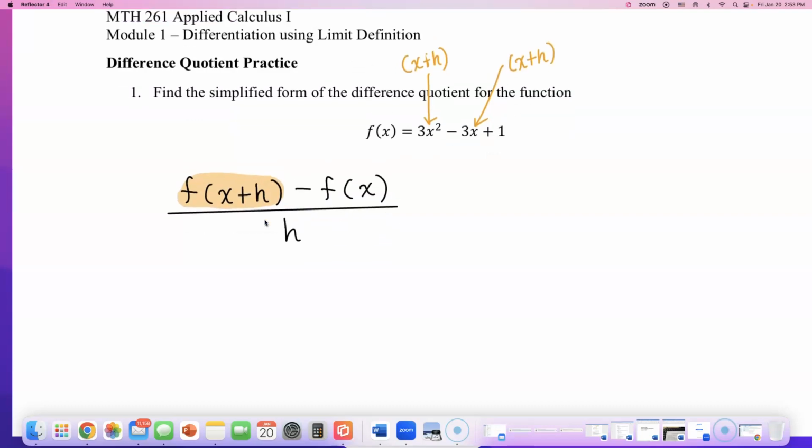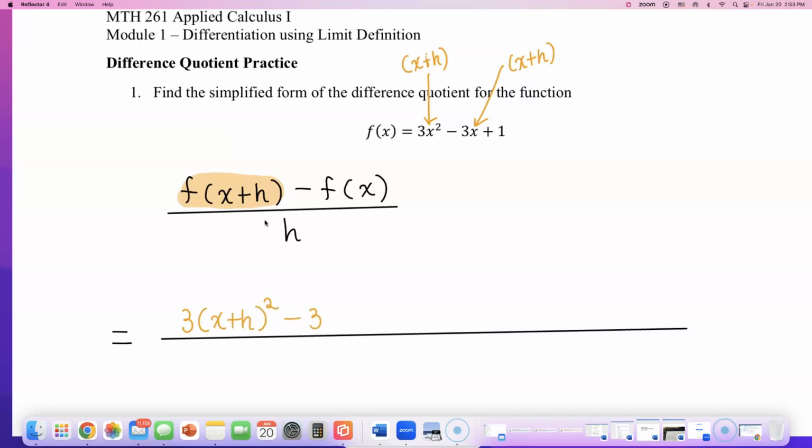So look, I will need to write a new, well, not a trinomial, a gigantic polynomial that is 3 times x plus h squared minus 3 times x plus h plus 1. So I'm done writing f of x plus h.